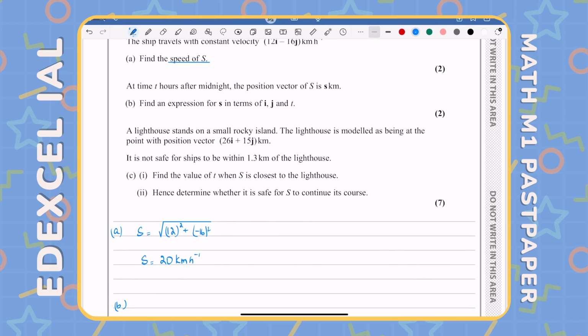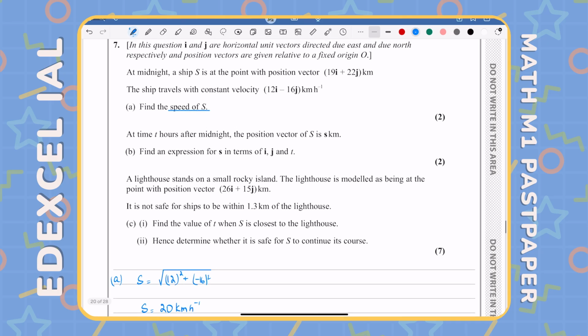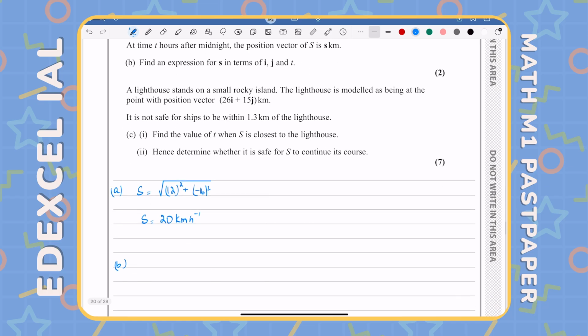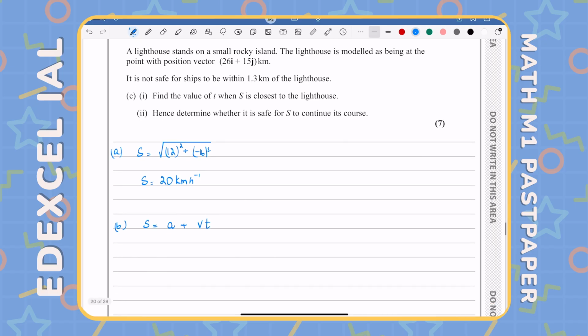Find an expression for S in terms of i, j, and t. Okay, so the ship is starting from a point of which we know the position vector, and we know this is the constant velocity at which it's moving every hour, and we're supposed to write down the position vector at any point in time. Okay, so the way it works is it's kind of like the equation of a straight line, y equals mx plus c. So S is the position vector at t equals 0, the starting point, plus the velocity, which is kind of like the gradient, multiplied by the time. So this is the standard equation that we're going to use.